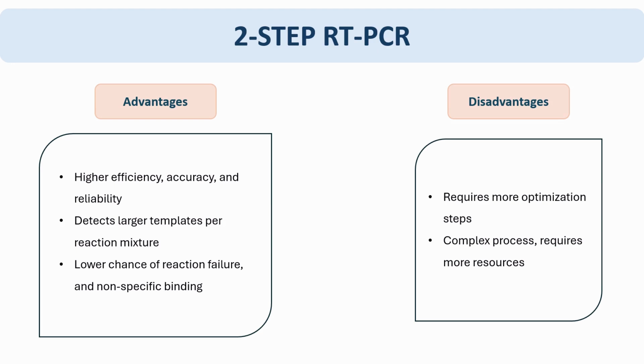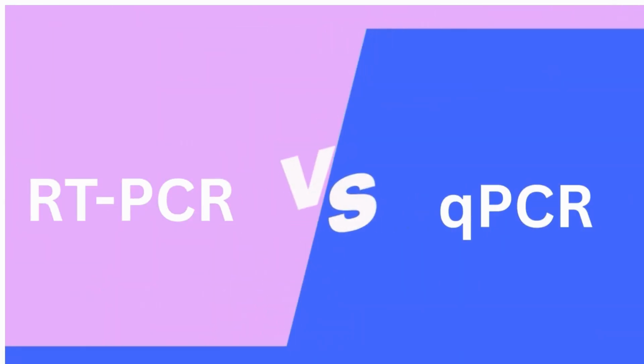As two-step PCR is done in two steps, it has higher efficiency and accuracy, and the chances of primer-dimer formation is quite low. However, two-step PCR requires extra steps of optimization, thus making the whole process a bit more complex than one-step PCR. So that is all about RT-PCR.